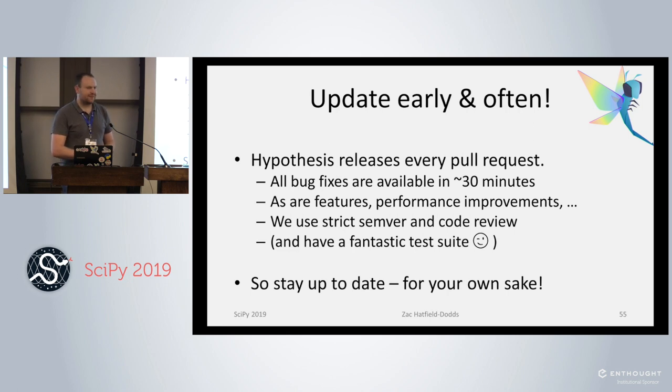Lots of people use really old versions of dependencies. You can do that with hypothesis, but you won't get all the shiny new stuff. And the shiny new stuff is sometimes really, really cool. So we release every pull request within about 30 minutes of it being merged, because our release process is entirely automated. So you never have that kind of thing where you go to the issue tracker and file a bug and get told that it was fixed but hasn't been released yet, because I know I don't like that. So bug fixes are available within about half an hour of merging, as is everything else.